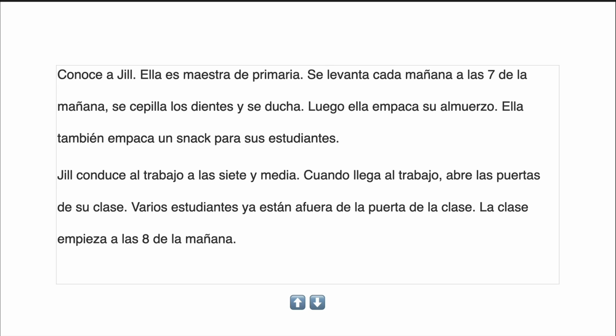All right, so let's kind of listen to this. Conoce a Jill. Okay, conoce a Jill. So that's a pause. So I'm going to get rid of this period, and I'm going to add these line breaks. Now let me add these line breaks in a different color so they stand out. Let's do red. All right. Ella es maestra de primaria. Okay. Ella es maestra de primaria. Let me copy. I don't know why that's like that. All right. We need this red. Come on, Keynote.